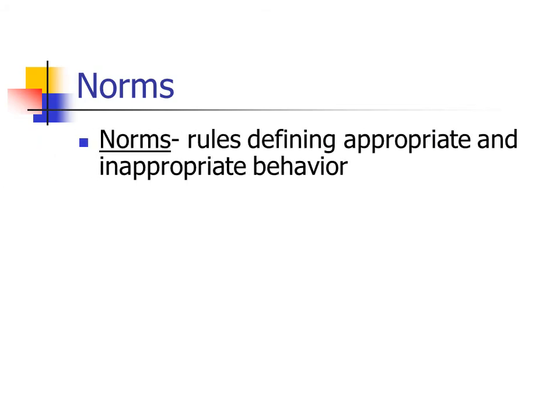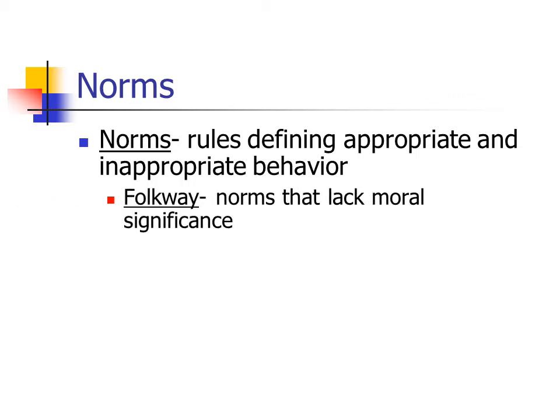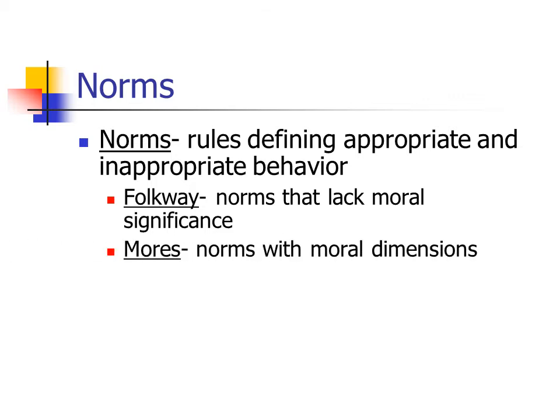Norms are going to be part of our non material culture as well. Norms are going to be the rules that define appropriate and inappropriate behavior. Okay, and there are some different examples of norms. Okay, a folkway is going to be a norm that lacks moral significance. So think of this as just a preference for how our culture would want somebody to act. Okay, but it's not going to be life or death if you don't follow a folkway. A more, it looks like Moors, but it's pronounced more-ay. Those are norms with moral dimensions. So those for sure are going to be ones that the culture wants its members to follow.